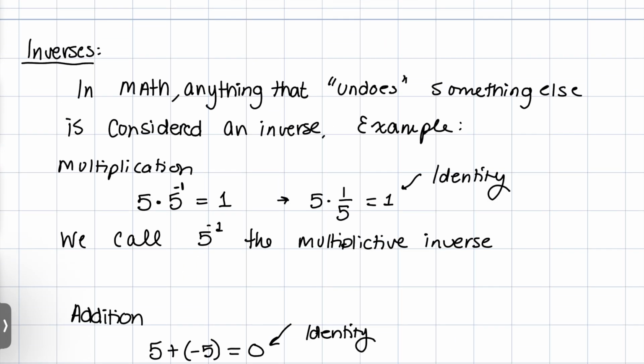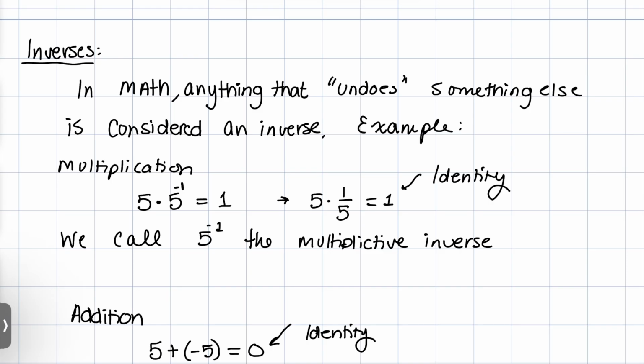In math, anything that undoes something else is considered an inverse. We use inverses in our everyday life, but you probably haven't really thought about it. For example, multiplication has an inverse, and we call it division. Division and multiplication undo each other, and you learn this from a pretty young age, that they undo each other.